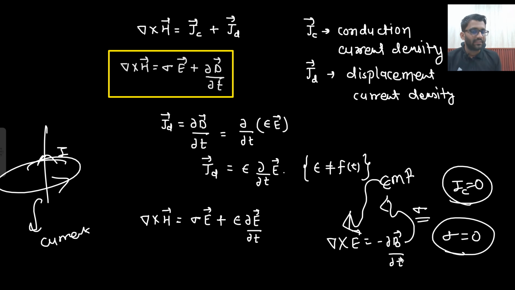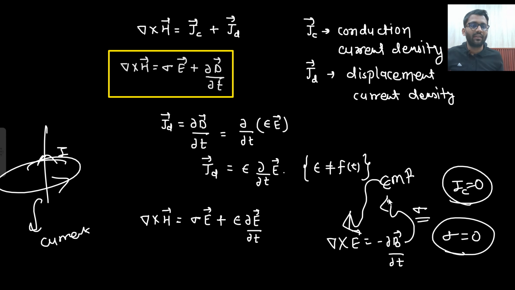Again I am saying, a changing magnetic field with respect to time was generating some EMF. This was the loop, and the magnetic field was getting changed, so it was generating some EMF. If some EMF was being generated, that means certainly an electric field is generated.